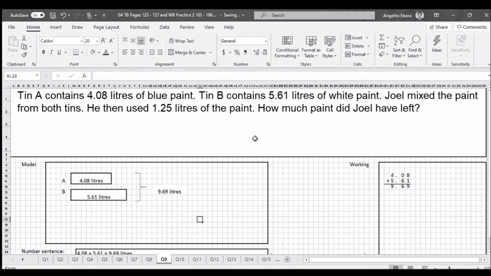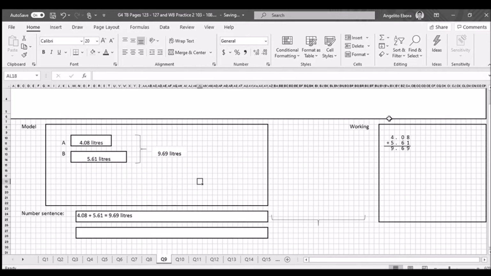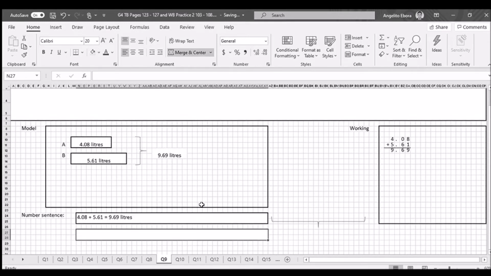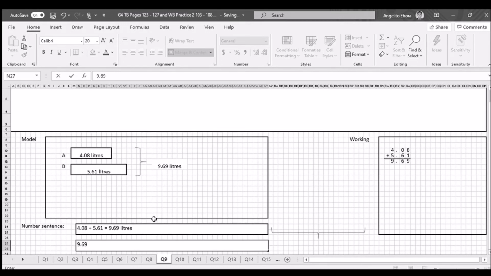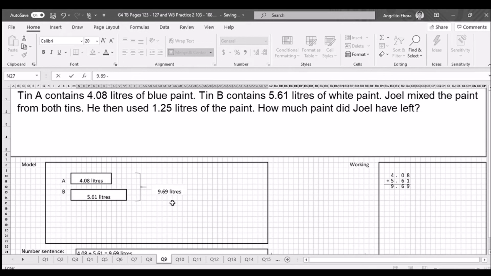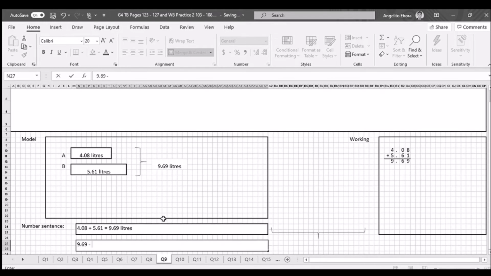Okay, and what's next? He then used 1.25 liters of the paint. So when you use, okay, we subtract. How much paint did Joel have left? So I'm left, so you use 9.69 minus 1.25 liters.